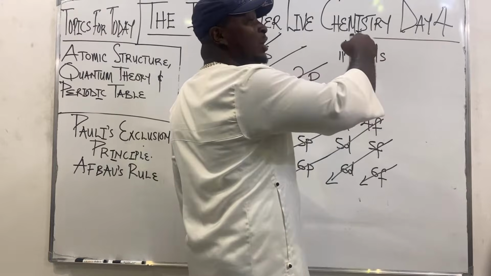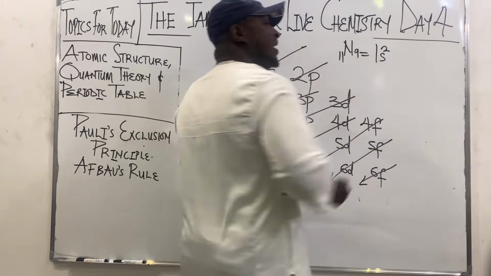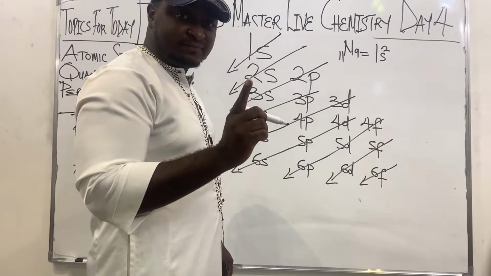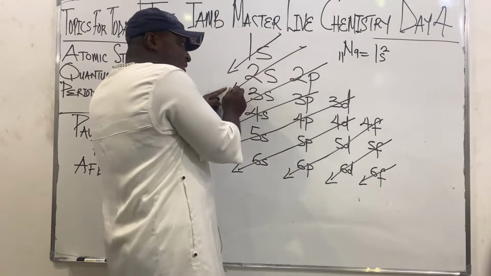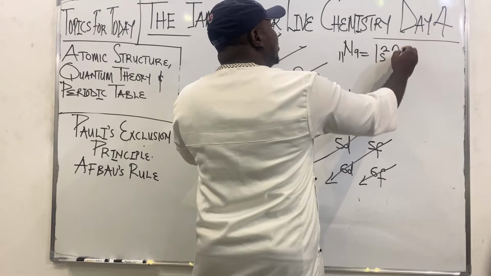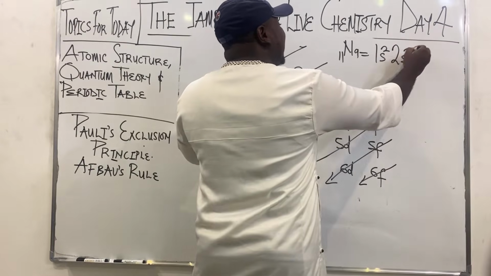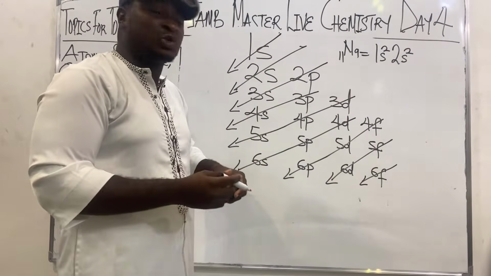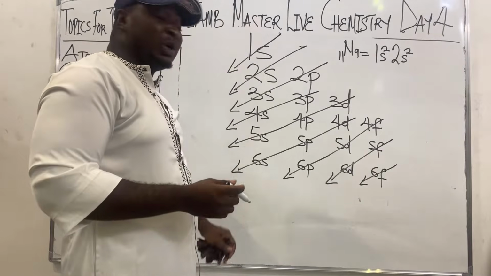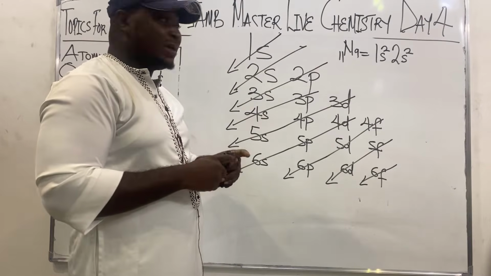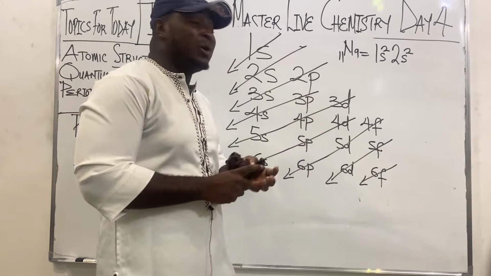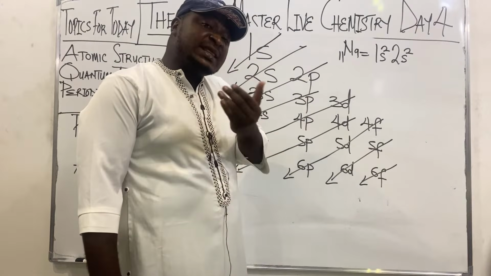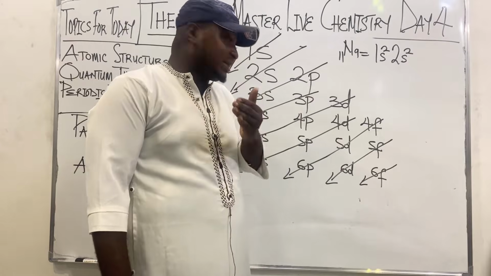How many electrons can you store in an s orbital? 2. Remember, s can only take 2 maximum. Don't forget. After filling 1s, according to Aufbau, move to 2s. But anything in the s orbital can take only a maximum of 2 electrons. Whether you are 1s, whether you are 2s, everybody under s can only store 2 electrons maximum. Everybody under p, whether you are 2p, 3p, 4p, can only store what? Maximum of 6. They can take less than 6, but cannot take more than 6.